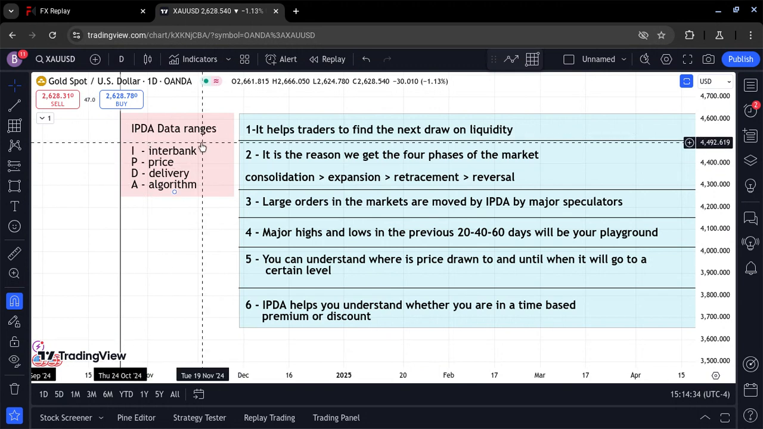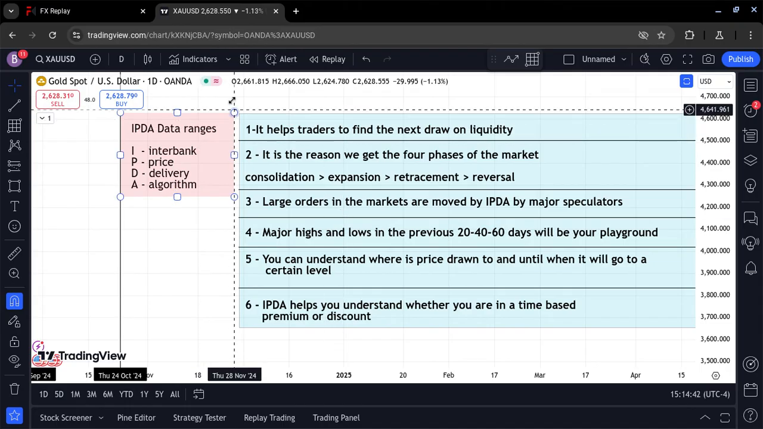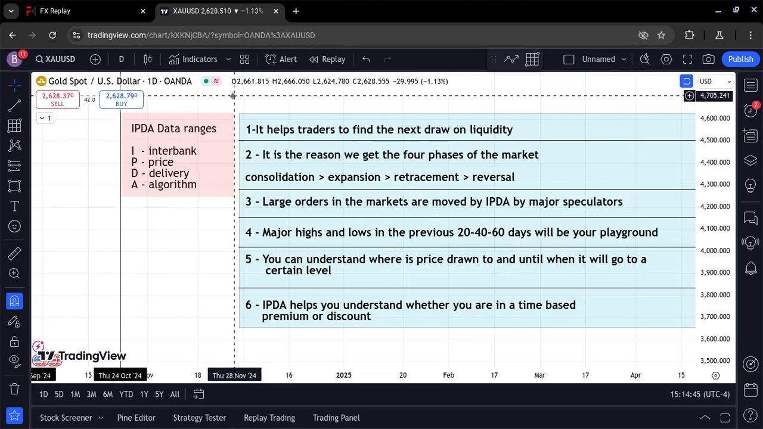First, I want you to focus. I want you to take your notes out. I want you to write these things down, because writing will make you understand and make you remember all these things, and then you'll use this on the charts every time you go on the charts and every time a new month starts.